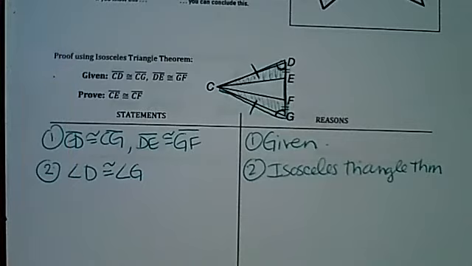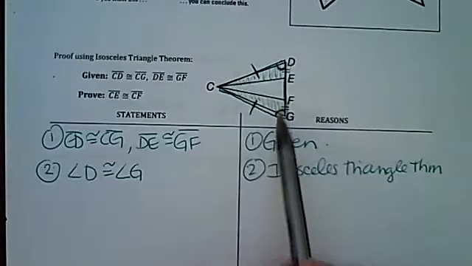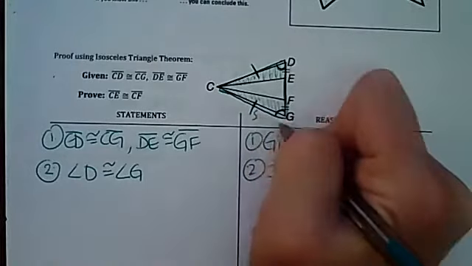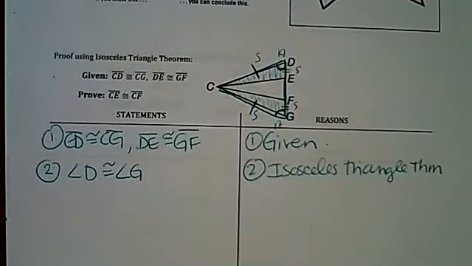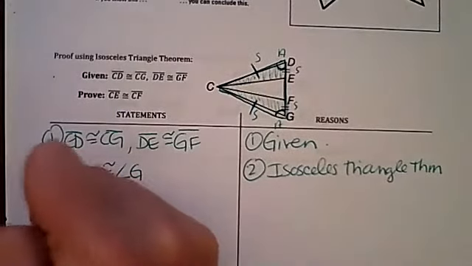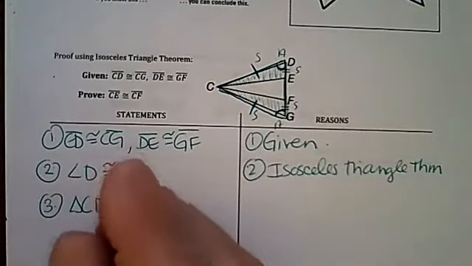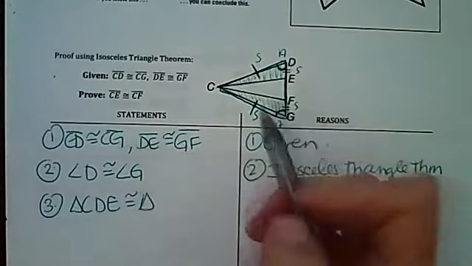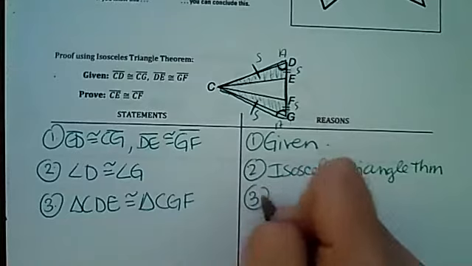Now that I marked D and G as congruent, if you take a look at these little sliver triangles that I colored in, do you see how we have a side, an angle, and a side in both triangles? And it is the included angle. Remember, it has to be the included angle for both triangles, and it is. So at this point, I could say that those triangles are congruent by side, angle, side. So I could say triangle CDE is congruent to triangle CGF, and like I said, that would be side, angle, side.